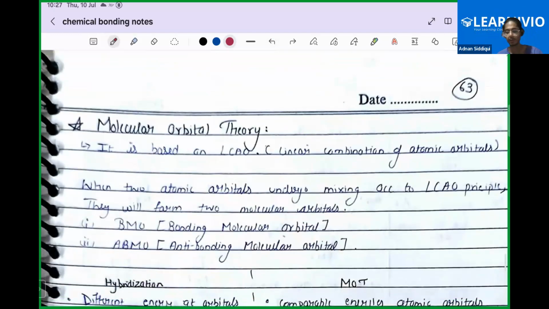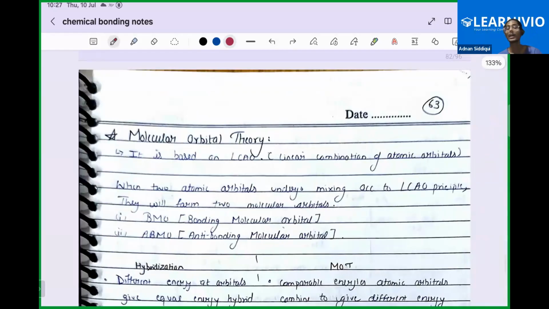Now, the last topic of our chapter is molecular orbital theory. It is, I would say, one of the most important topics from this chapter because in your exam they are for sure going to ask you a question from this topic. So let us try to understand it.